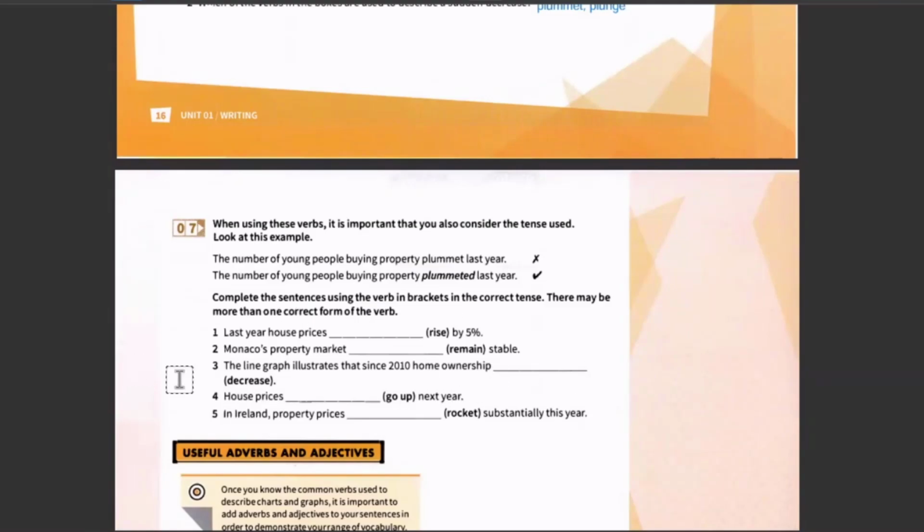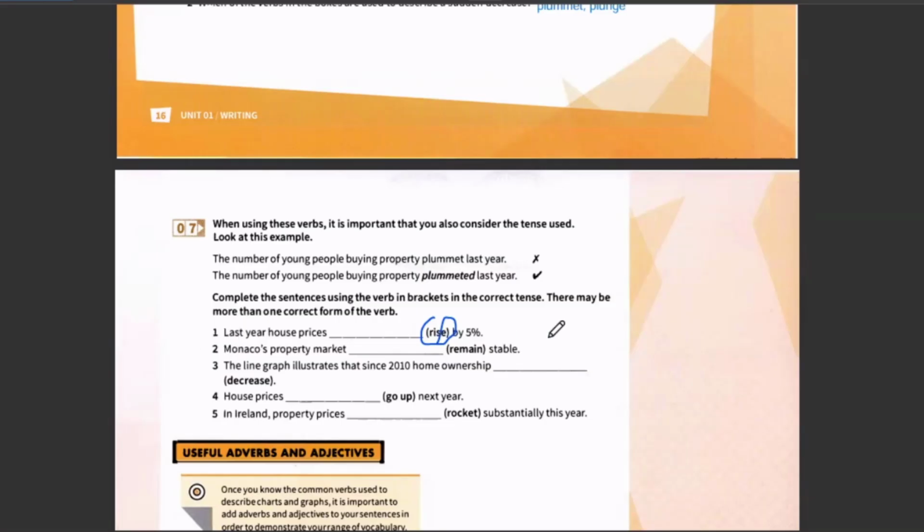Let's use them in the fill in the blanks that are given here in number 7. So when using these verbs, it is important that you also consider the tense used. So we have to correct the tenses in each of these sentences when we are using them, right? For example, the number of young people buying property plummet last year. No, that's wrong. The number of young people buying property plummeted last year because we're talking about the past, that is last year. So we have been given the words that should be used in each of the blanks, and we have to use these words according to the tense that is given in each sentence, right? So let's do it.